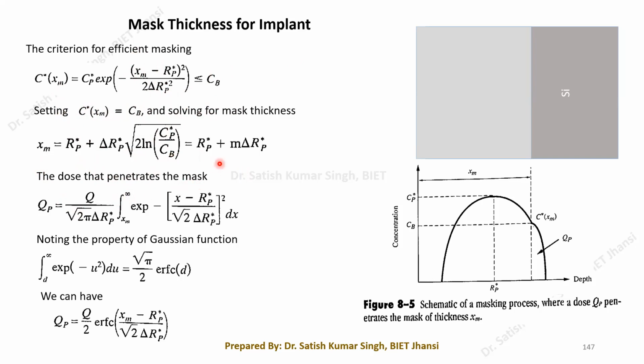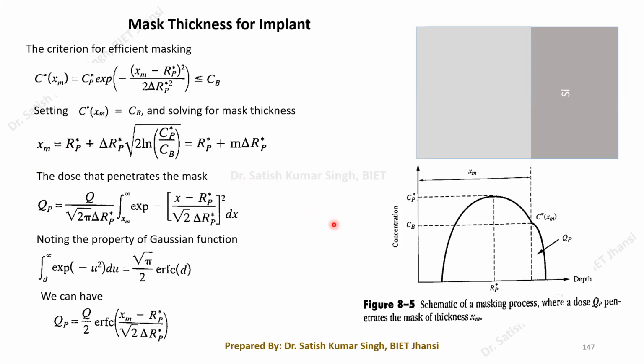Later on you can turn this equation into this form: Rp star plus m. I am calling this entire factor m. So obviously you can see that first of all we need to know the distribution profile of the dopant material in the mask, and after knowing that we can calculate the thickness of the mask by following this equation. Based on this we can calculate the thickness that should be there to avoid the penetration of the dopant material through the mask.